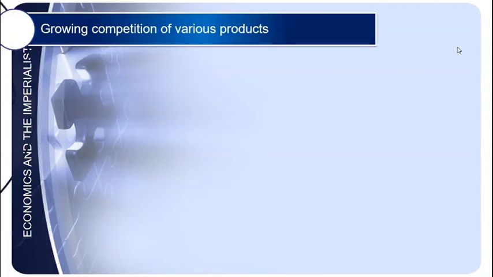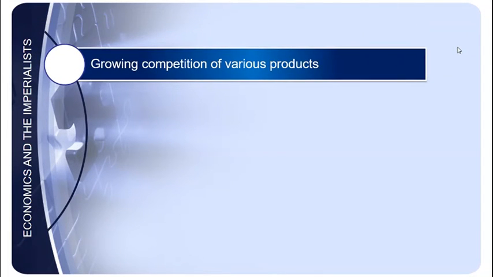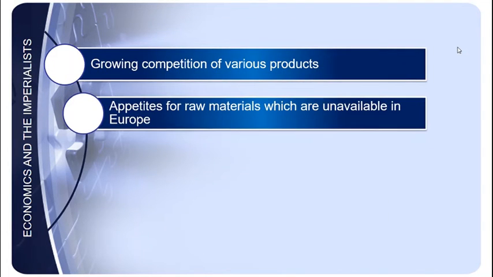So, there is a growing competition of various products in Europe. Hence, there are appetites for raw materials which are unavailable in Europe that need to be manufactured there. So, saan ba nila makukuha itong mga raw materials na to? Sa mga colonial areas nila, sa mga hawak nilang lugar. So, when they go back to their colonial masters, sa mga products na to, may kakompetensya na siya na katulad din ng iba, no?